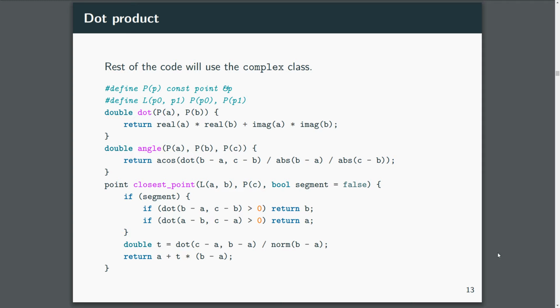So we're going to be using the complex class from now on. And as a shorthand, we made some definitions for points. So P of P is just saying we have const point reference to the variable name, which is put in here. So this here stands for const point reference A. Similarly for lines, we just make lines be pairs of points. So L of P0 and P1 just transforms into 2 points.